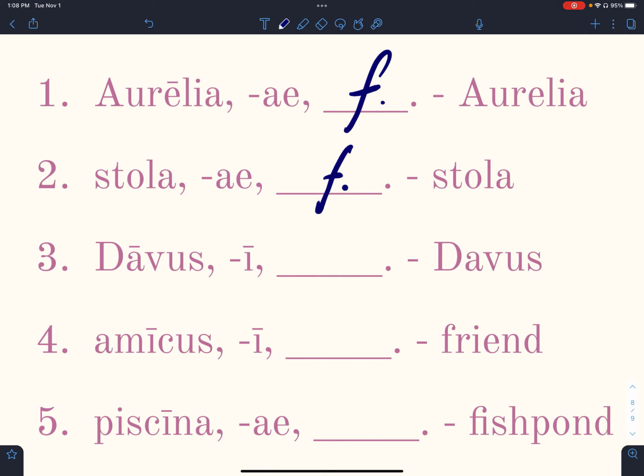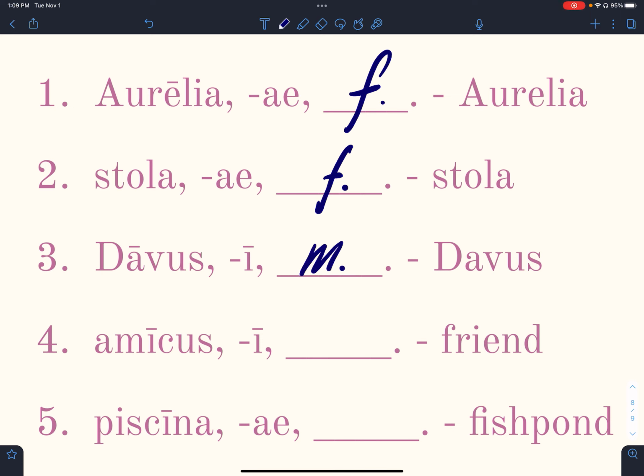Okay, let's try another one. Number 3, Davus, Davi. Okay, it is a dude. But if we had to assign a gender, what do we think it would be? Remember, the gender doesn't have anything to do with the noun itself, but sometimes it kind of works out that way. Robert, what do we got? Masculine. So we're going to write an M here.